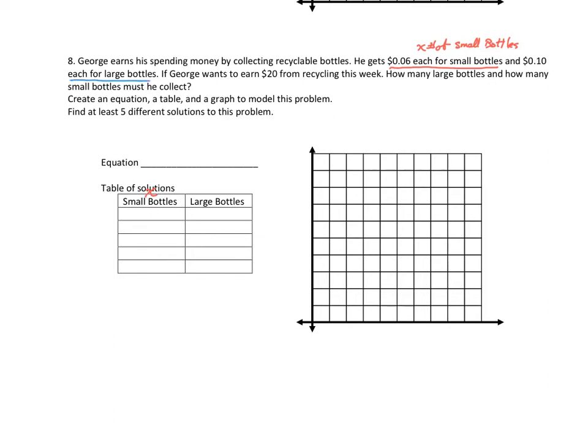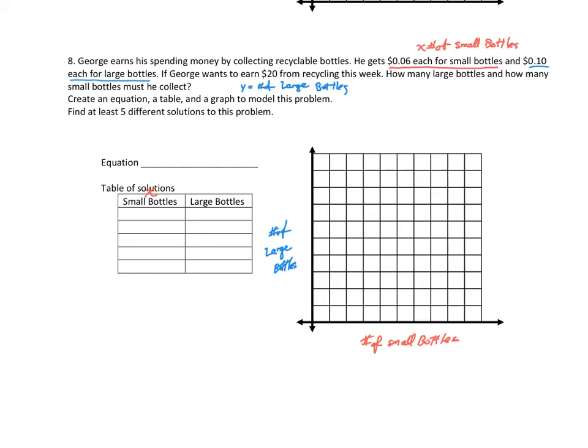For each large bottle, it gets 10 cents. So y is the number of large bottles. Now, I should write that in there. In my y-axis, number of large bottles. See? Now my x-axis, number of small bottles. Okay, good.